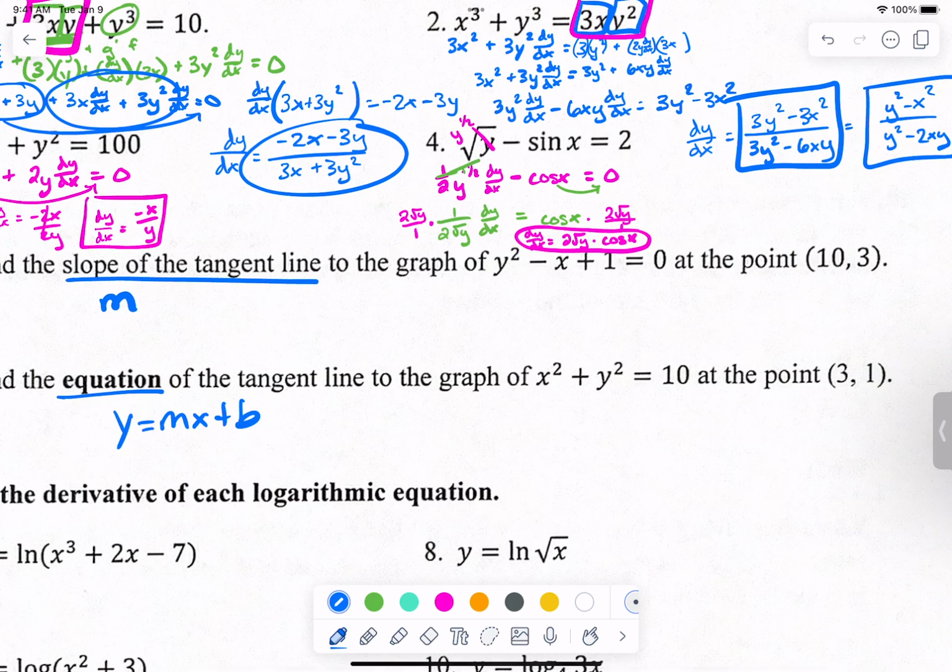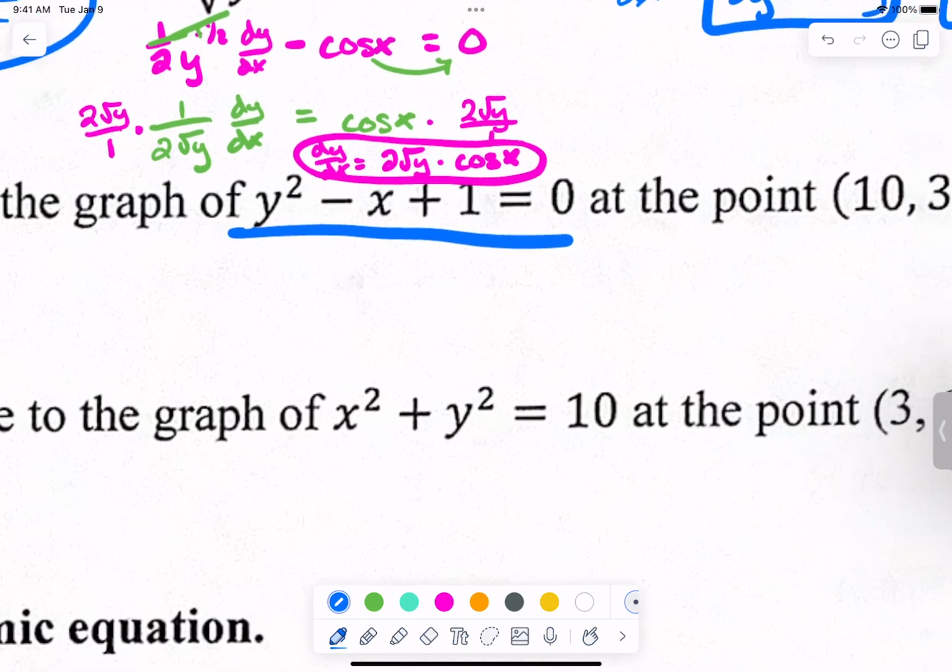Why don't you try going through, find the derivative, and plug your point in. Do that real quick. y equals mx plus b.